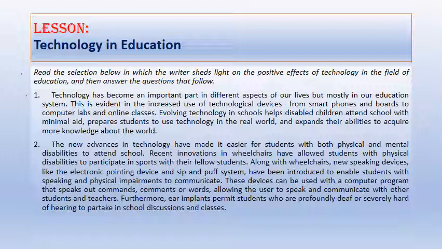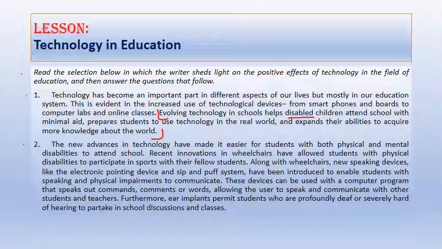Evolving technology in schools helps disabled children. Disabled are the ones who have certain disabilities. Maybe they can't walk, or they can't hear, or they can't see. These types of technology help disabled children attend schools with minimal aid, prepare students to use technology in the real world, and expand their abilities to acquire more knowledge about the world. This is how this evolving technology is helping. So you can think of this as your thesis statement for the article.